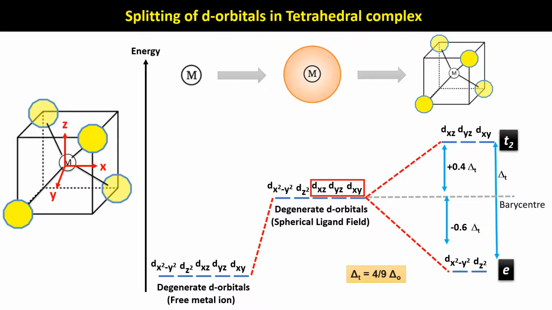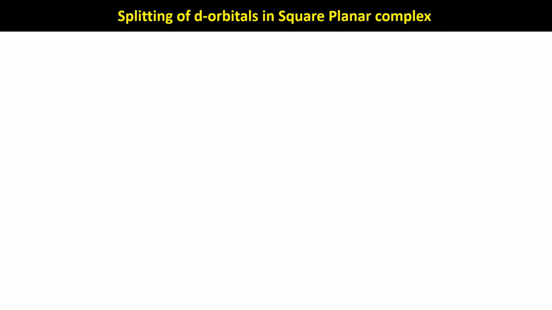The relationship between delta O and delta T is as following. Delta T is equal to 4 by 9 delta O. The lesser amount of splitting in tetrahedral system is due to two reasons. The first reason is that the number of ligands is less in tetrahedral system than in octahedral system. The second reason is that the ligands' approach in tetrahedral system is not directly along the axis. Splitting of d orbitals in square planar complex.